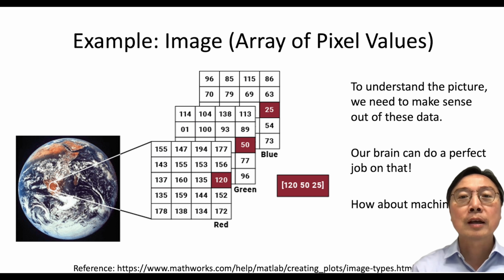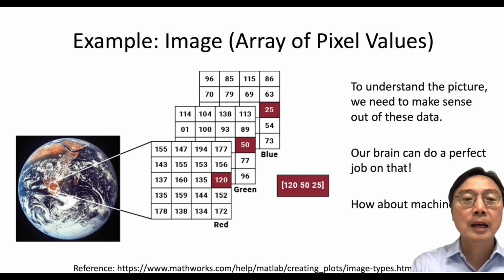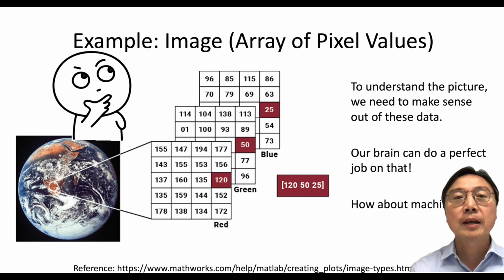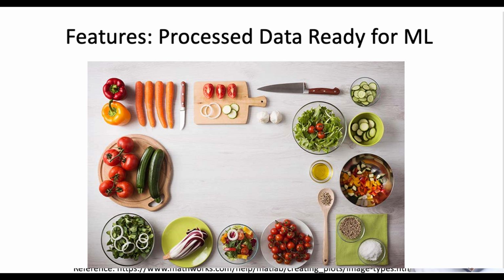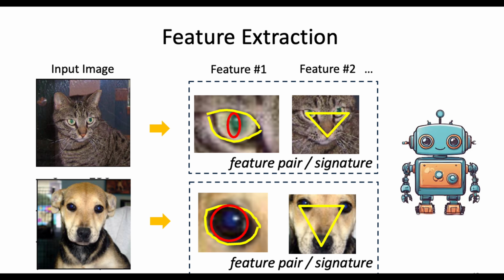For an image, our brain can easily figure out what the image is about. How about machines? It is just like cooking: we have to process and prepare the ingredients in a way that makes them ready for cooking. It is a similar case with machine learning. We have to process or prepare the data so that it is ready for machine learning. And what do we mean by processing data and making it ready for machine learning?